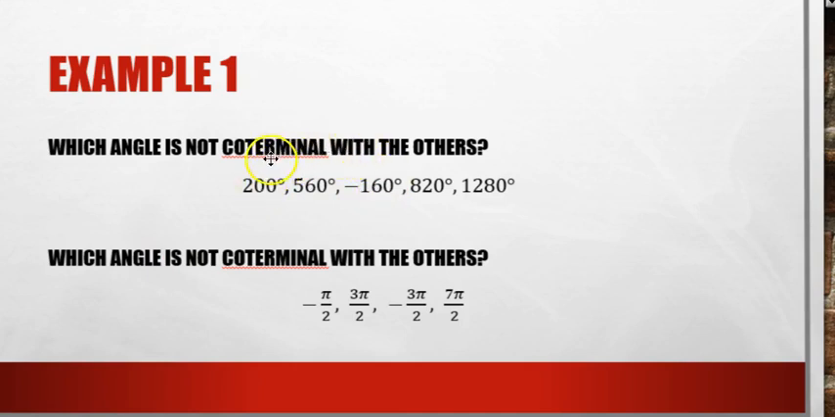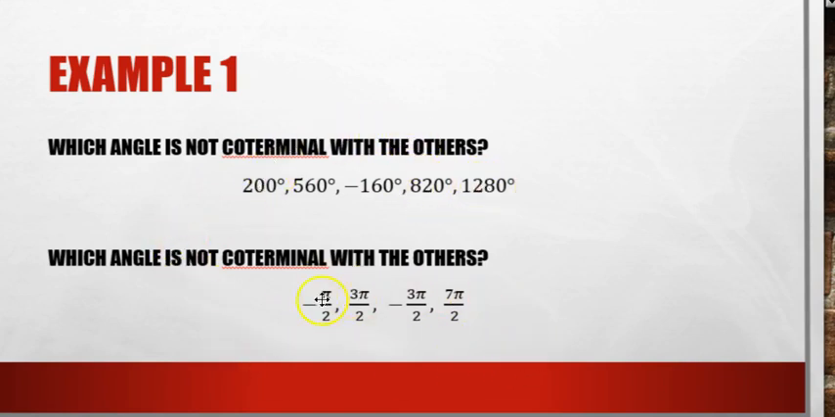So let's repeat that process. So if you start from 200 and you add 360 and then you add 360 again to make a second revolution, you should get 920. But 920 is not the angle that we have listed here. That one's only off by 100. It should be off by 360 one direction or the other. So this one is the angle that is not coterminal with the others because it is not an integer multiple of 360. I can't just say 2 times 360 and add it on, or 3 times 360 and add it on to get the next one.